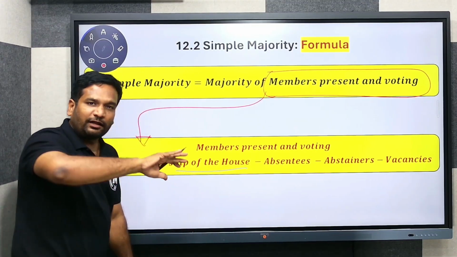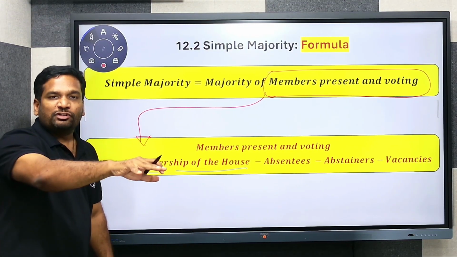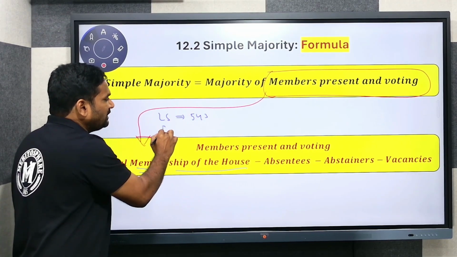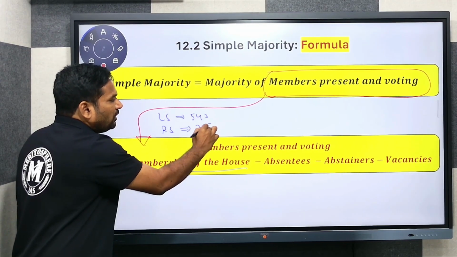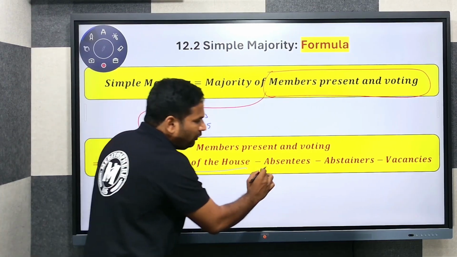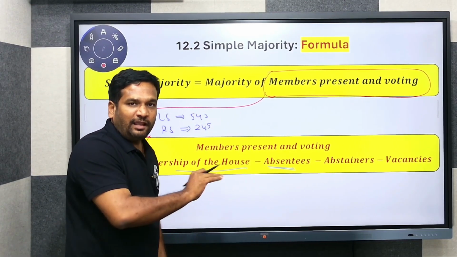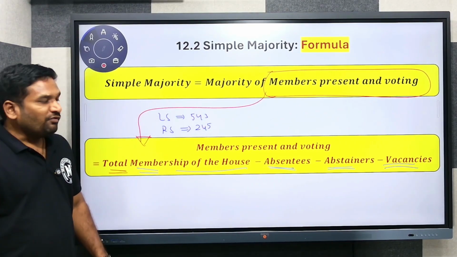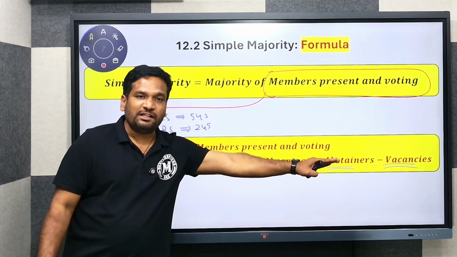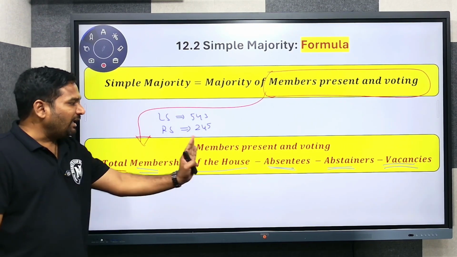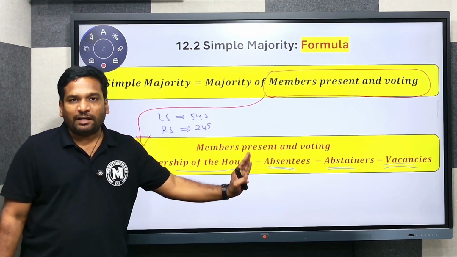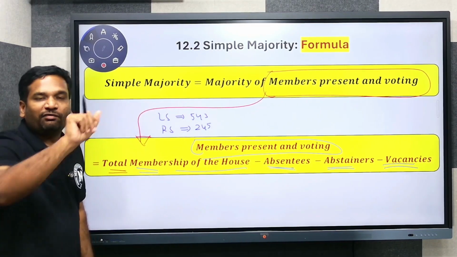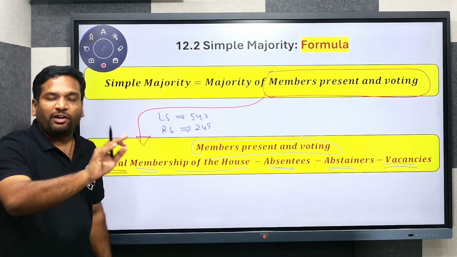membership of the House. We have to take the total membership of the House. In case of Lok Sabha, it is 543. For Rajya Sabha, it is 245. We have to take that value here, and deduct the absentees, the abstainers, and the vacancies. When we deduct these from the total membership of the House, we get the members present and voting. First we get the value of the members present and voting, then we take the majority of that value.